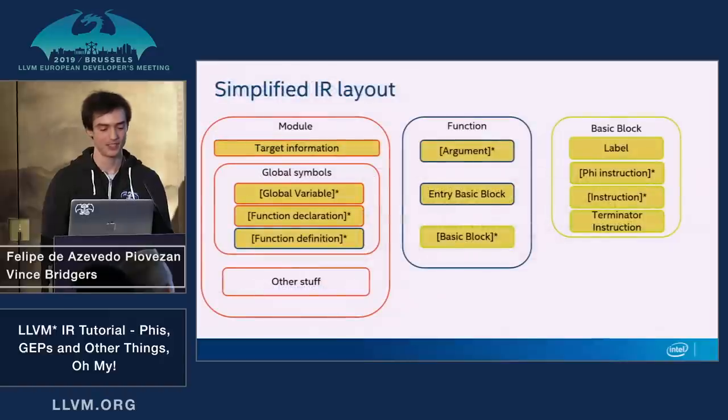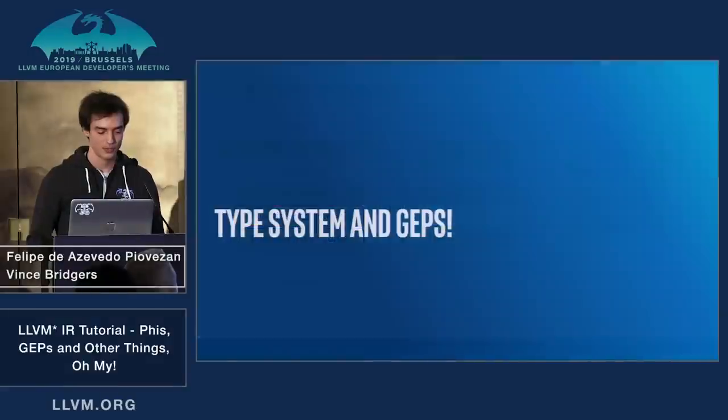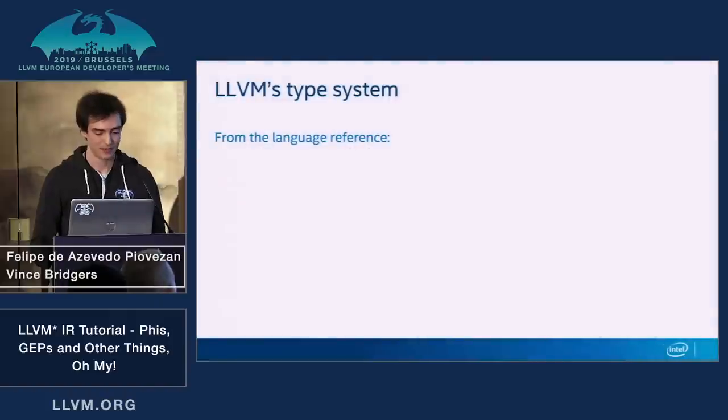Cool. We've pretty much covered all of the module structure as a whole, but this presentation would not be complete if we didn't talk about possibly one of the most confusing instructions of the LLVM intermediate representation, which are the infamous get element pointers, or GEP instructions. To do so, we're going to take a brief detour to the type system and then come back to those instructions.